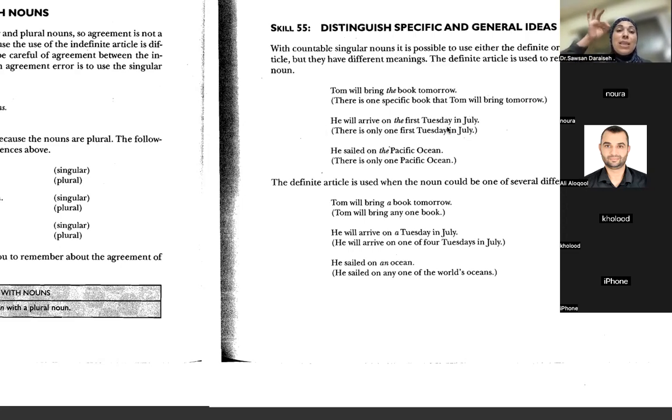Okay? This is what I mean when I say that "the" is used with specific, not general, random, anything, whatever. That's what we mean by specific. That's what I'm trying to say. This is what this lesson is about. Okay? Look at the second sentence: He will arrive on the first Tuesday in July.